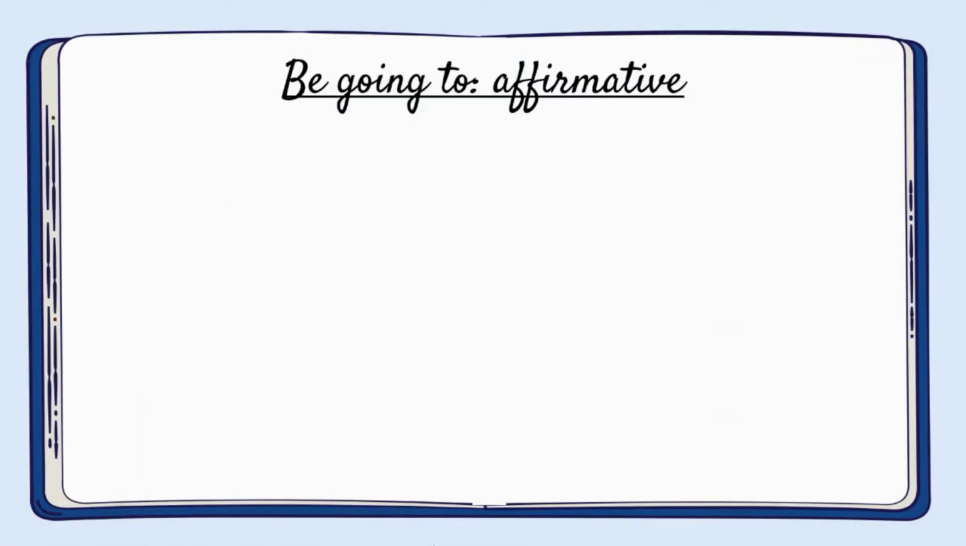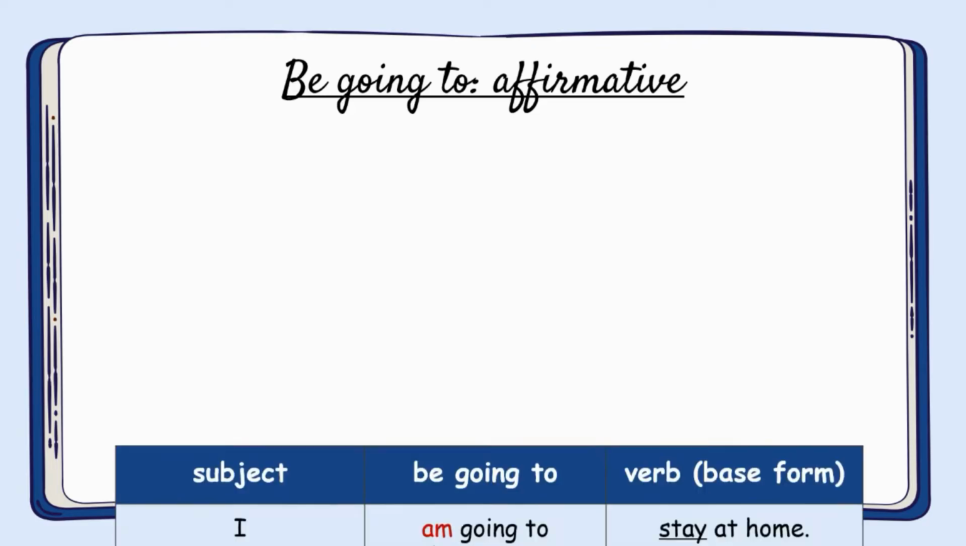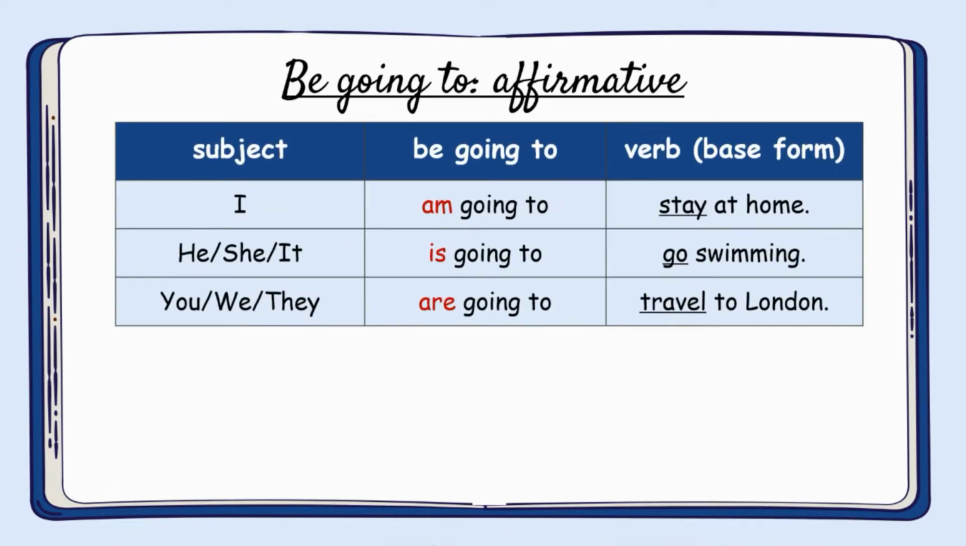We form be going to affirmative sentences with subject, be going to, and verb in the base form. For example, I am going to stay at home. He, she, it is going to go swimming. You, we, they are going to travel to London.